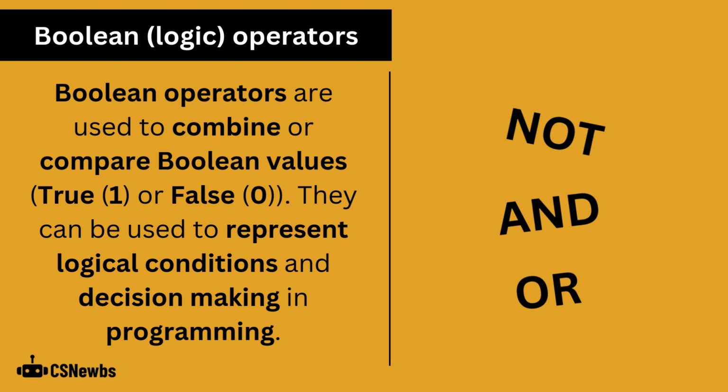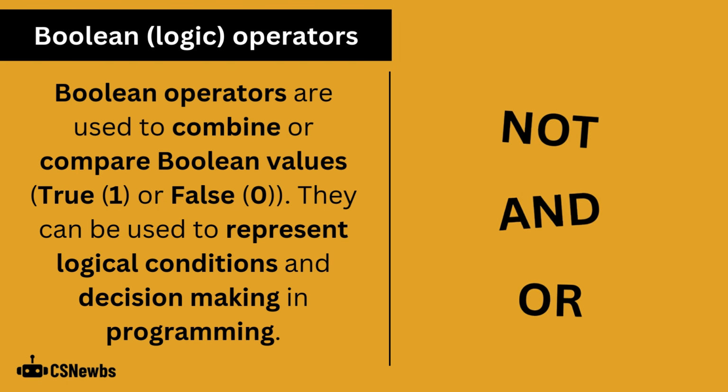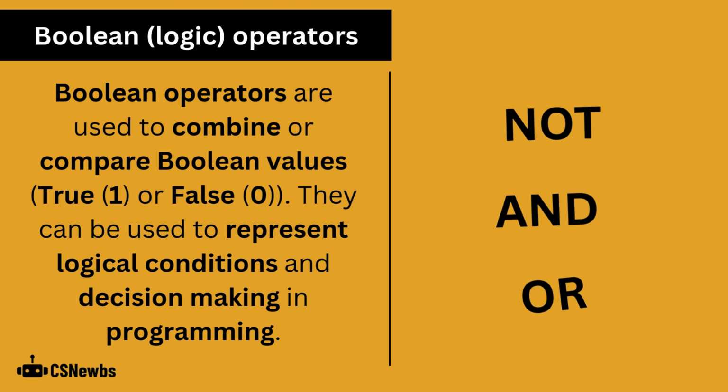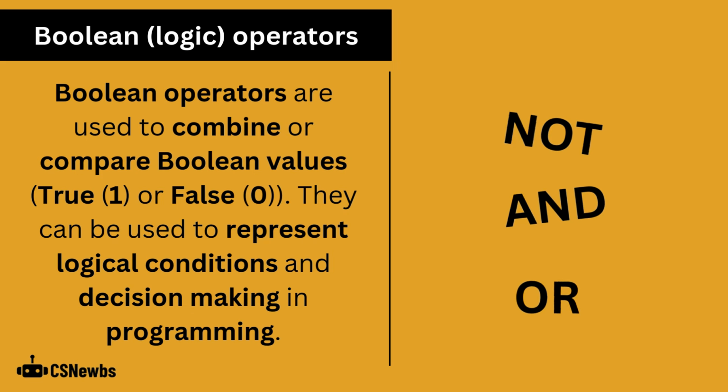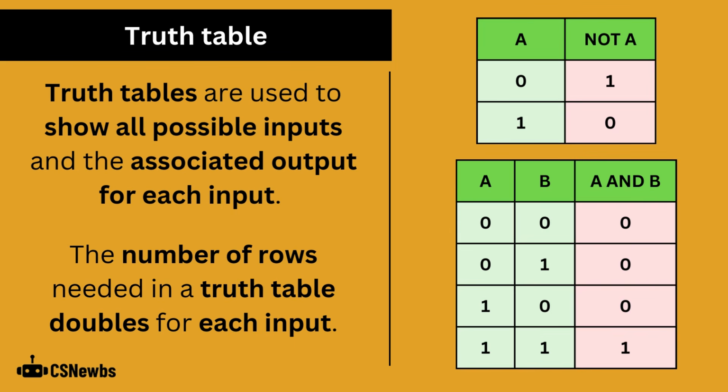Boolean operators are used to combine or compare Boolean values, true representing 1 and false representing 0. They can be used to represent logical conditions and decision-making in programming, and the three that you need to know are NOT, AND, and OR.